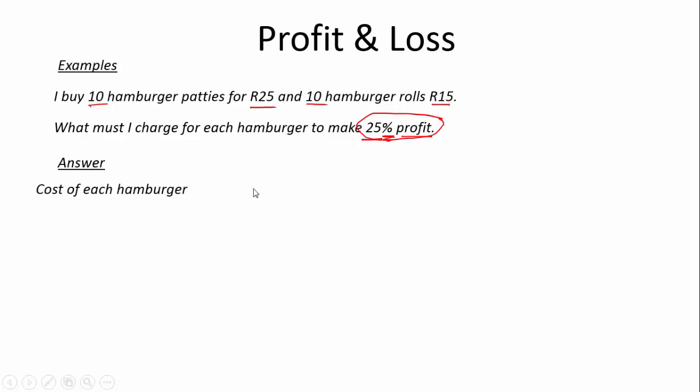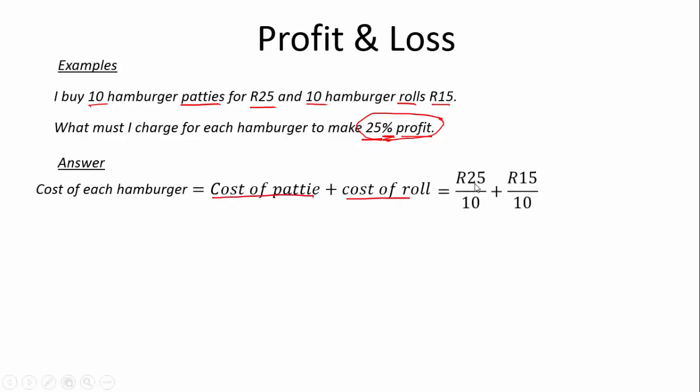What is the cost first of each hamburger? So we know that a hamburger is a patty plus a roll. We have 10 hamburger patties for 25 Rand and 10 hamburger rolls for 15 Rand. So the cost of each hamburger is the cost of a patty plus the cost of a roll. So what would the cost of one patty be? It would be 25 divided by 10, because we know there's 10 hamburger patties that cost us 25 Rand. And the cost of the rolls will be 15 Rand divided by 10. And that is equal to 2 Rand 50 plus 1 Rand 50. So each hamburger is going to cost us 4 Rand to make.